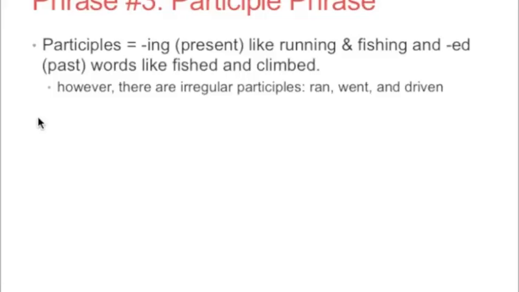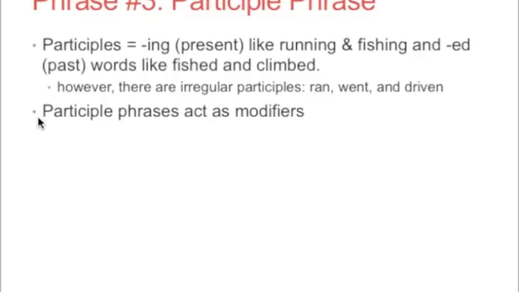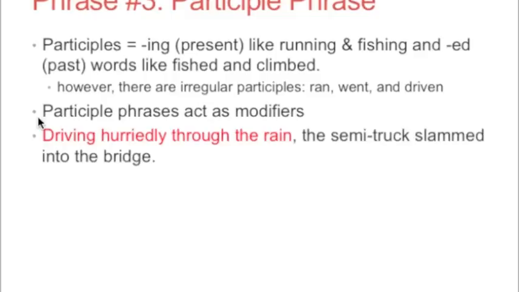So they can be a little tricky because if I just say participle phrases begin with ing or ed words, then you go on a hunt for those and disregard all the irregular parts of our language. And participle phrases, although they look like verbs, act as modifiers. So they act like adjectives or adverbs. So here's an example. Driving hurriedly through the rain, the semi-truck slammed into the bridge. All right, so here I'm modifying how the semi-truck was driving hurriedly through the rain.